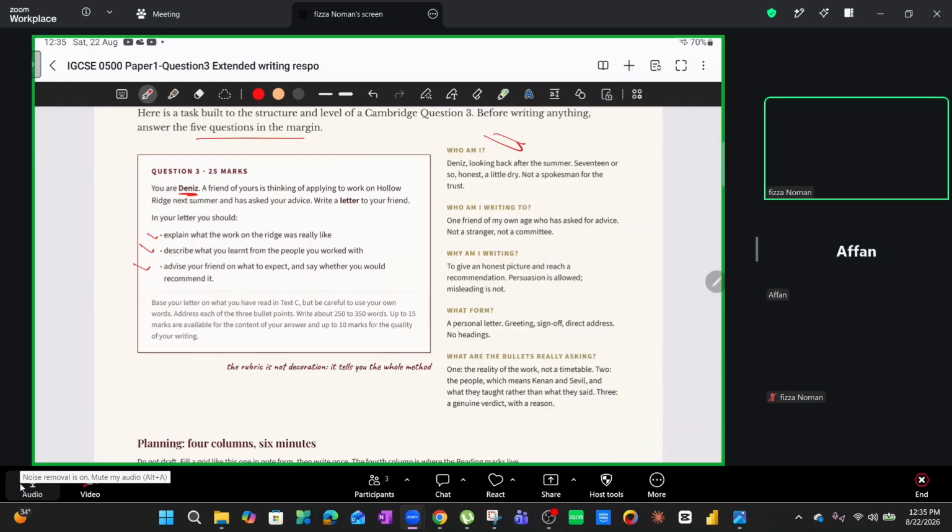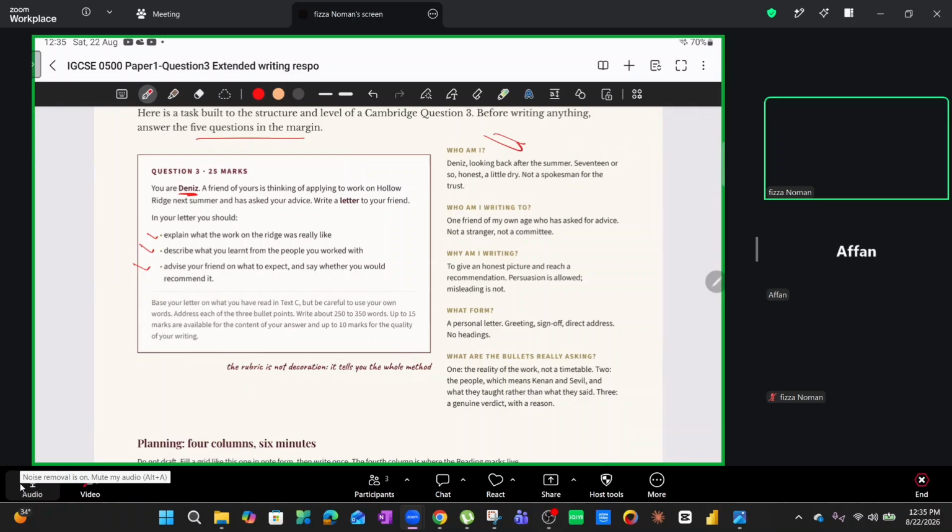This is where your opinion comes in. All right? Now, base your letter on what you've read in Text C, but be careful to use your own words. Address each of the three bullet points. Write about 250 to 350 words. Up to 15 marks are available for the content of your answer and 15 for the quality of your writing.